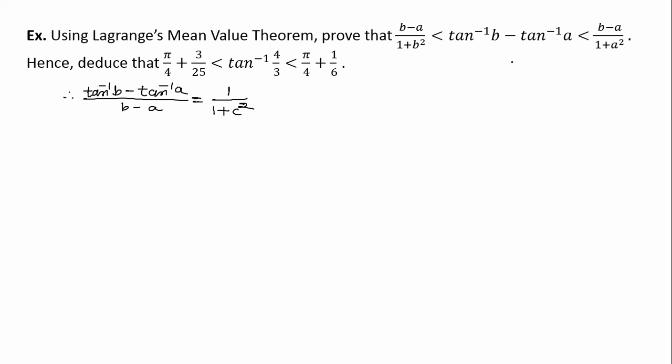Now, if you see what we have to prove here, in the given inequality, the middle portion is tan inverse of b minus tan inverse of a. So let us rearrange accordingly. We can say therefore tan inverse of b minus tan inverse of a is equal to (b - a)/(1 + c²).